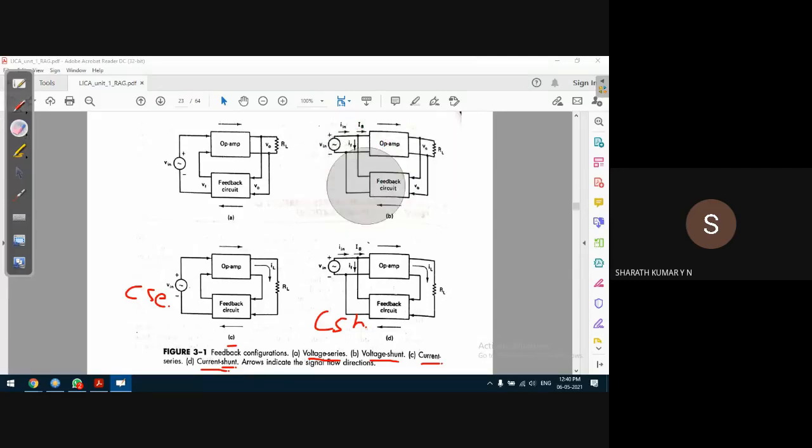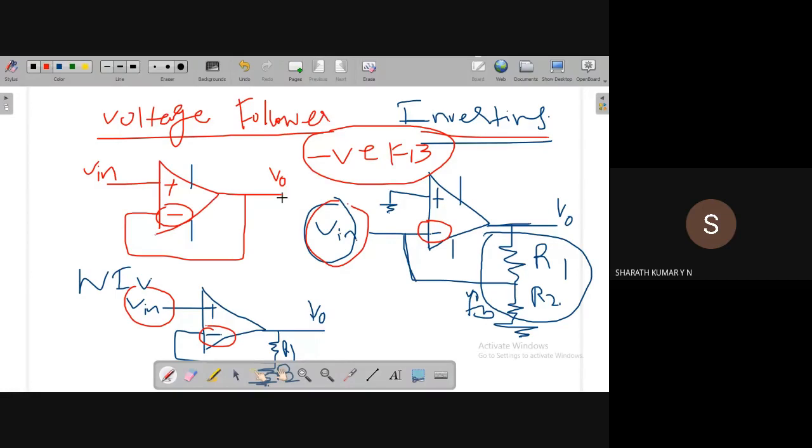Okay, so that is the case for a voltage shunt feedback. Similarly, what happens in the current series feedback is that the output current is used. For this we have to understand that there is RL, the load resistance. The output current flows through RL.